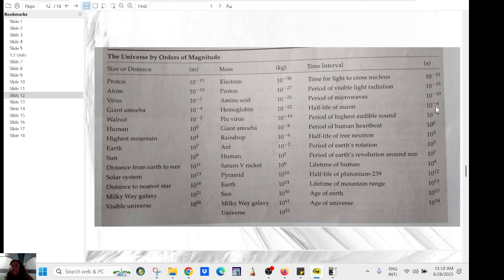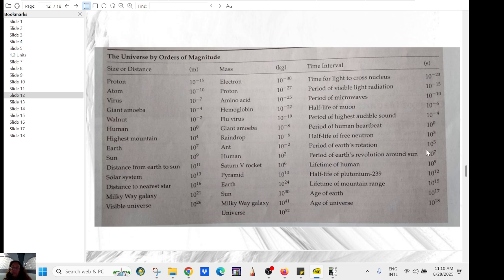So 10 to the negative 6 is 1 microsecond. How many microseconds in 10 to the negative 4? Yes, so 10 to the negative 4 divided by 10 to the negative 6, what do you get? 100. 100 microseconds.